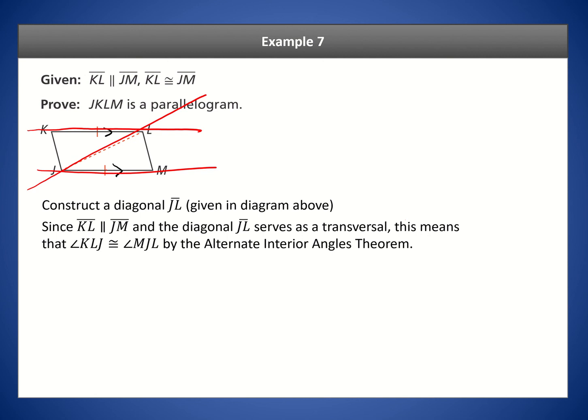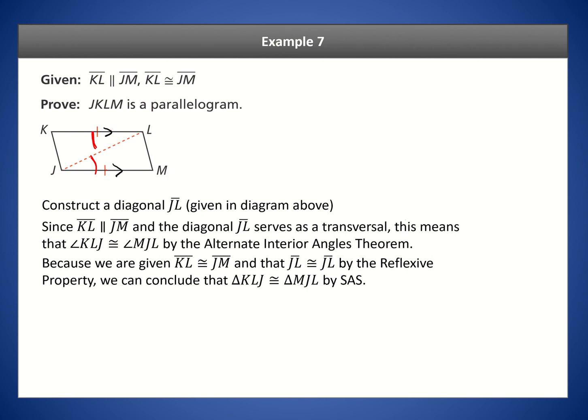And therefore we can state that angle KLJ, this angle right here, is congruent to this angle right here because of alternate interior angles. This is a theorem in chapter 2. So we can state that those two angles are congruent, and I'll draw this more clearly on the diagram. So those are the same.